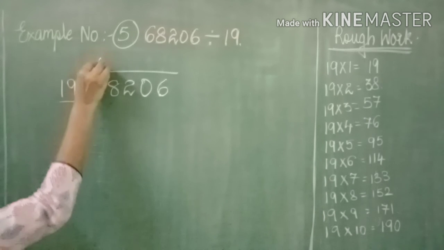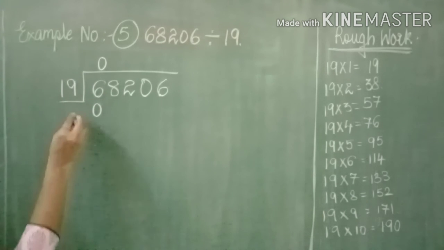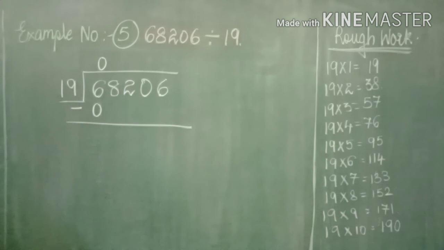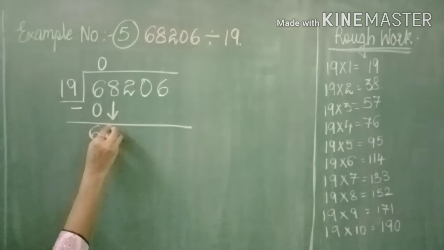Now as you can see, 6 is a smaller number and 19 is a bigger number. So 19 zeros are 0, and the answer will come as 0. Before that we do this minus, and we write 19 zeros are 0. So 6 minus 0, the answer will come as 6. Now we take the next number, that is 8, making 68.